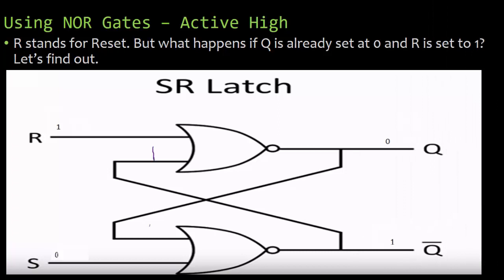All right, so I bring up the 1. 1 or 1 gives me 1. I invert that, it becomes 0. 0 or 0 gives me 0. I invert that, and it becomes a 1. So it stays in the reset state with Q being 0, not Q being 1, because R stands for reset, which means when it's a 1, Q is going to become 0, not Q is going to become 1.